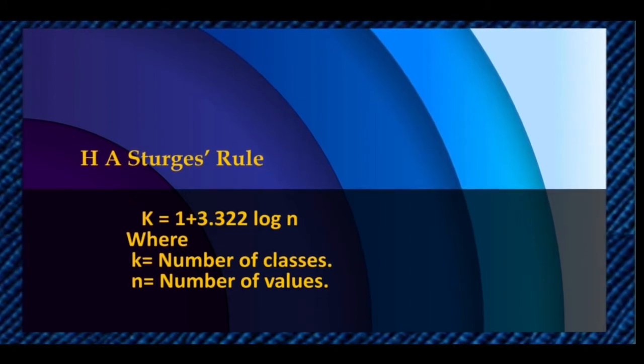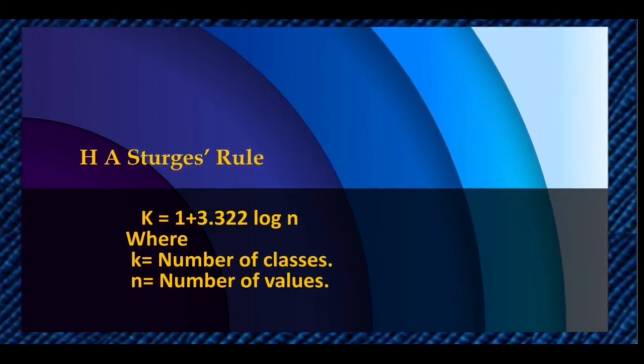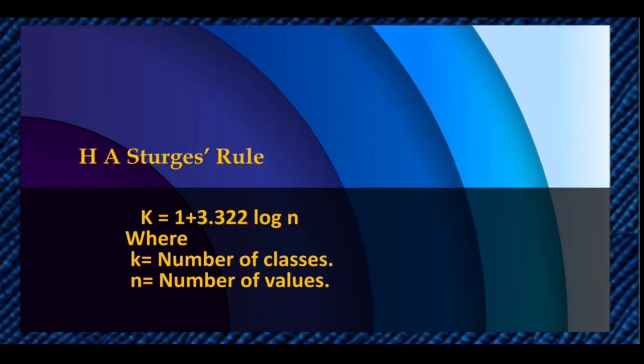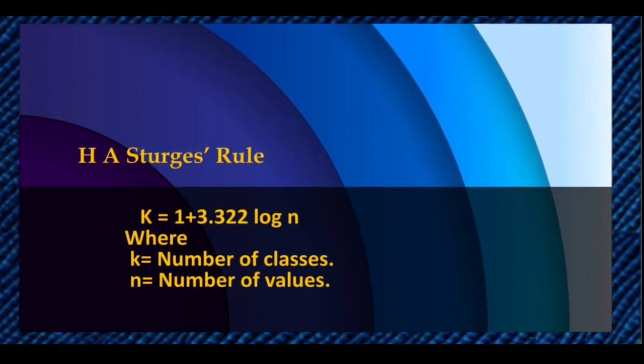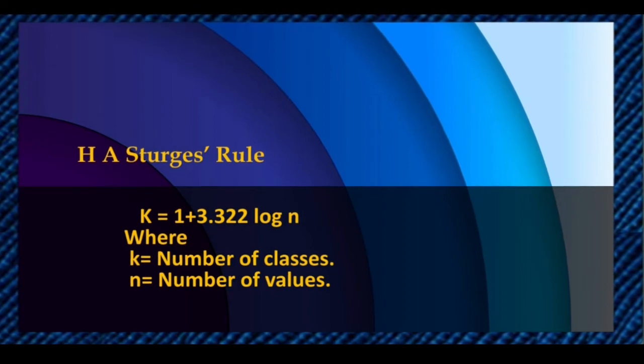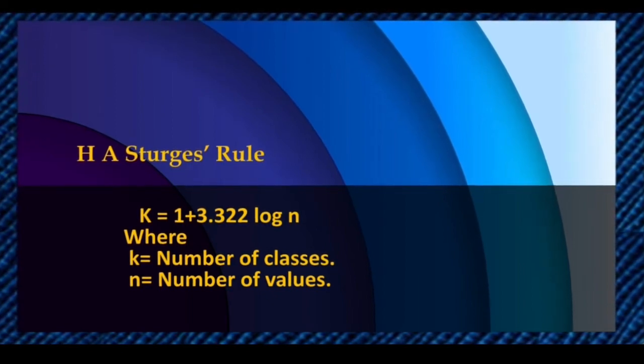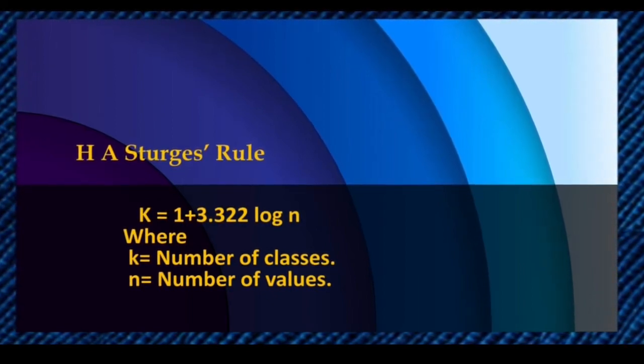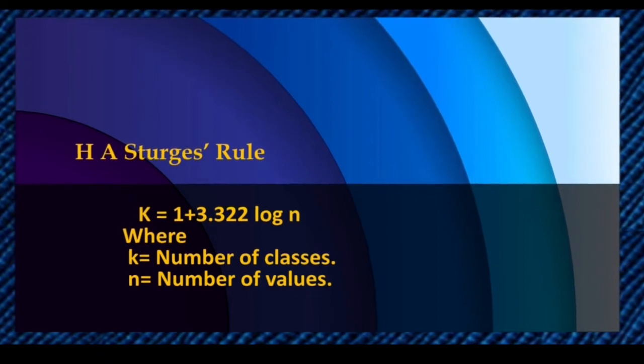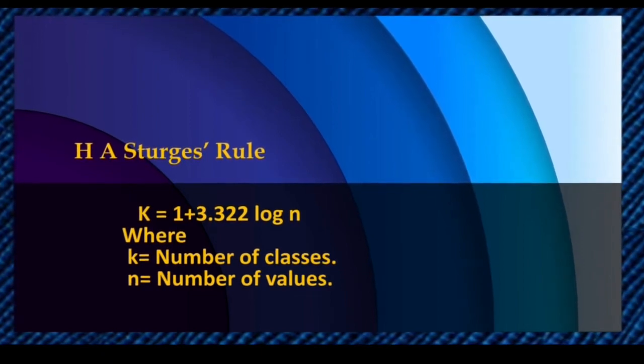The third commonly used rule is H.A. Sturge's rule, which gives the following expression: k is equal to 1 plus 3.322 log of n, where as usual k is equal to number of classes and n is equal to number of values. And that's all about the number of classes.